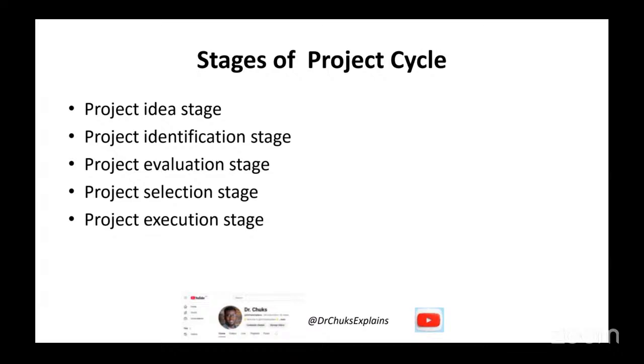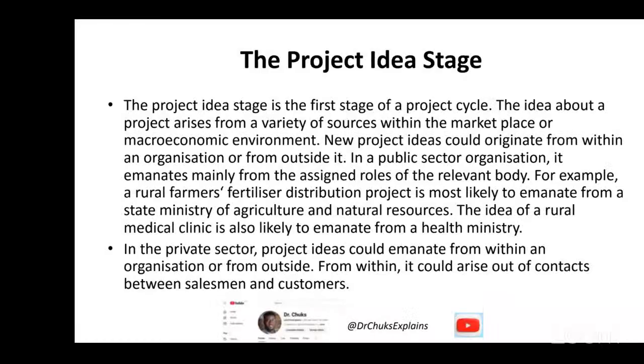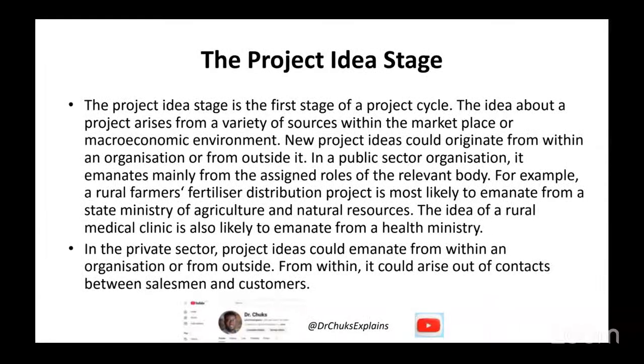What happens at this stage? The project idea stage is the first stage of a project cycle. The idea about a project arises from a variety of sources within the marketplace. Because you know, sometimes you see people dress up and you have an idea of how to sew your dress. You go for a party, you have an idea of how your own wedding will be. You go for a party and then these ideas just flow, and the inspiration for ideas come from various places. So the idea about a project can arise from a variety of sources within the marketplace or the macroeconomic environment.